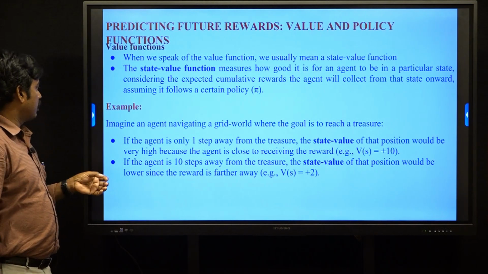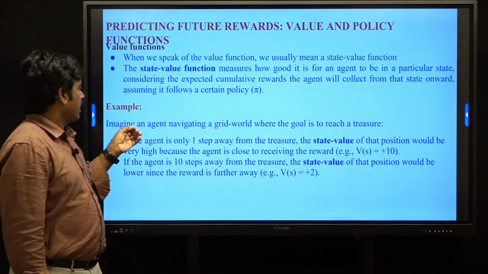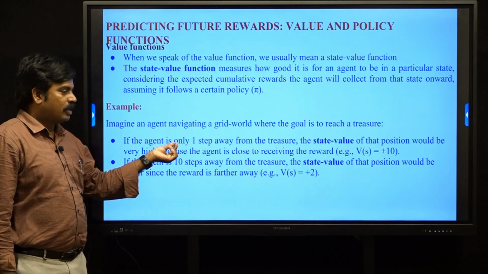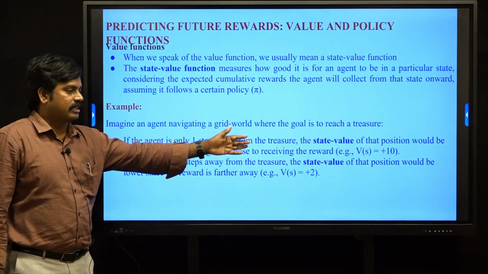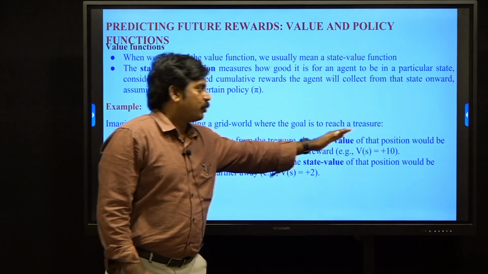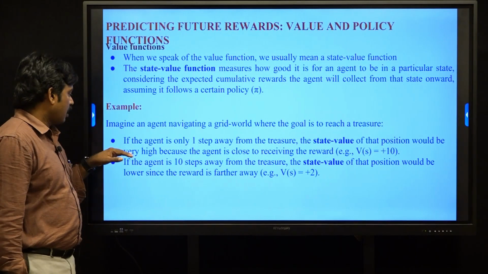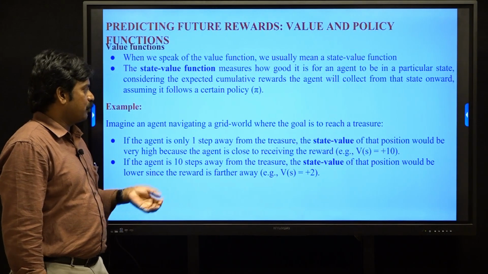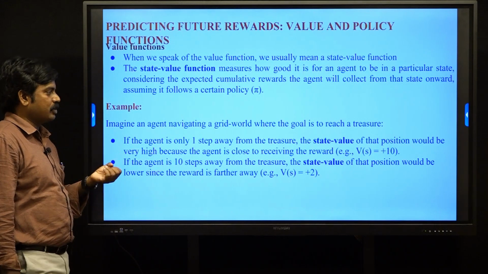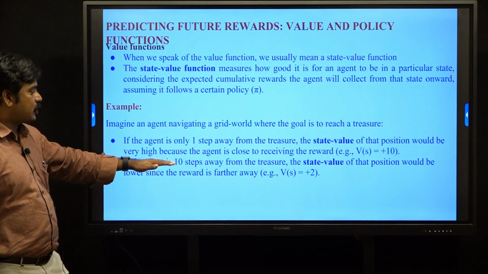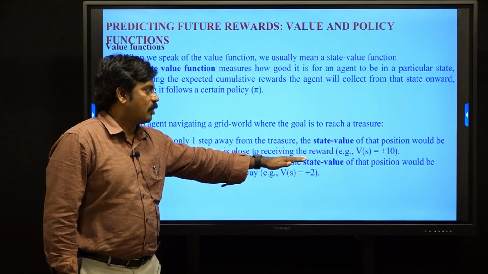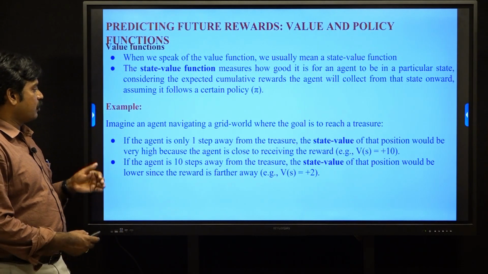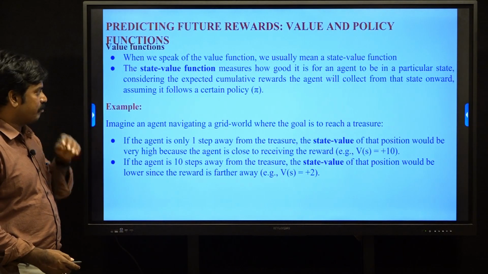For example, we are navigating the grid world game. If the agent is only 1 step away from the treasure, the state value of that position would be higher, because it is close to the treasure point. When you reach the treasure, you get the best reward. If the agent is 10 steps away from the treasure, the state value of that position is a lower value. It is very far from the treasure position.